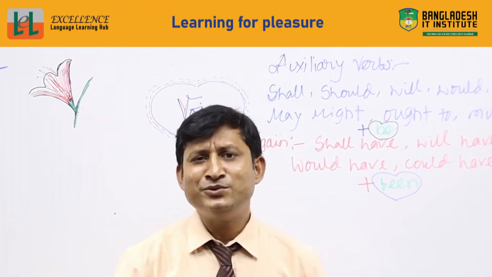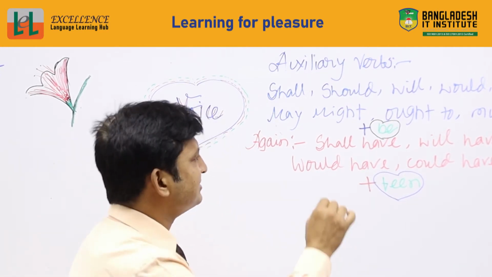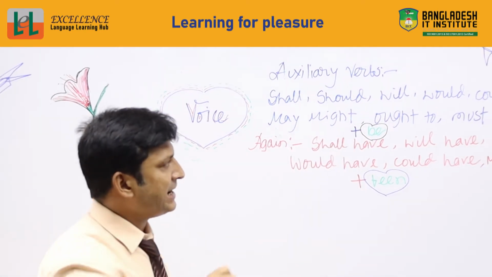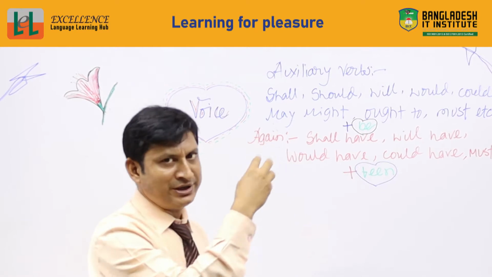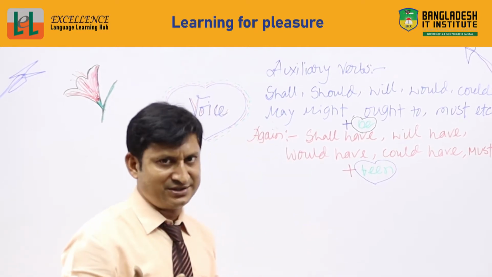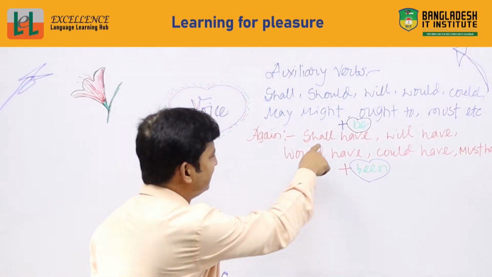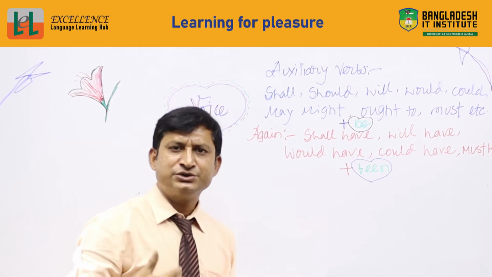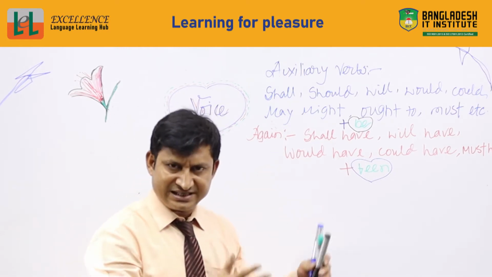Now we'll learn the voice which has shall, should, will, would, could, might, ought to, must, etc. And here we are using auxiliary verbs. Those are actually auxiliary verbs. And here again, shall have, will have, would have, could have, must have. So what we will do if we get this type of auxiliary verbs in the sentences.